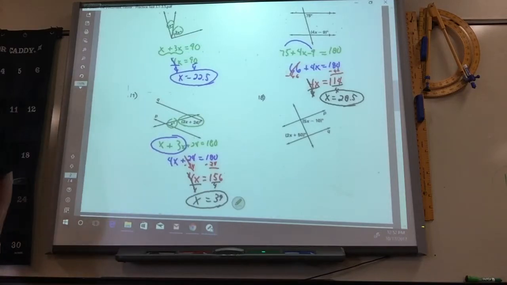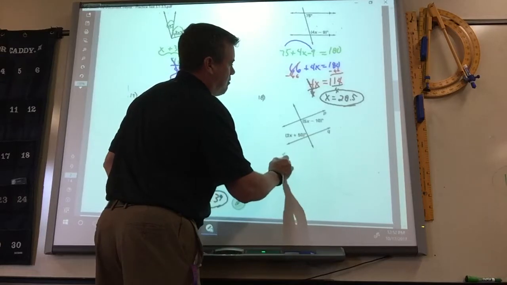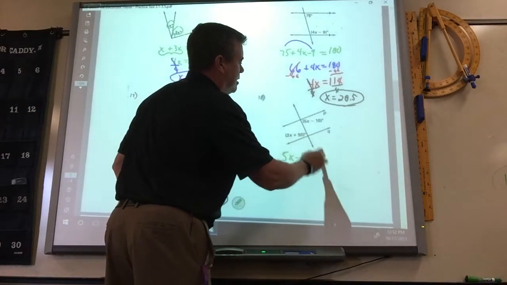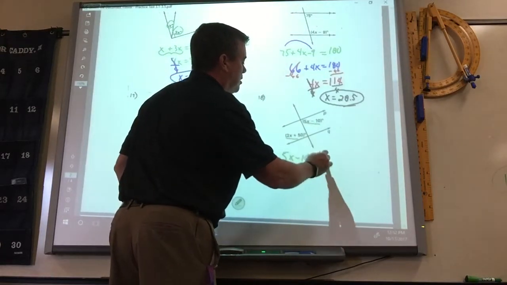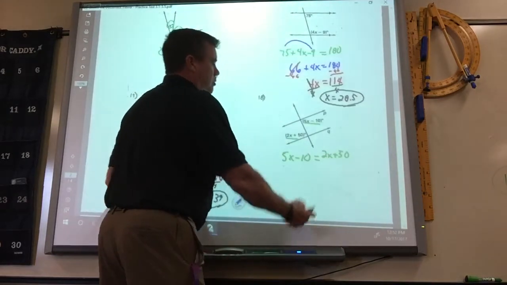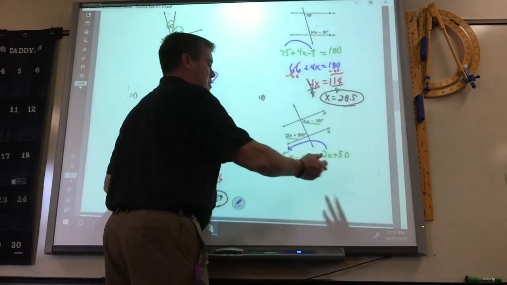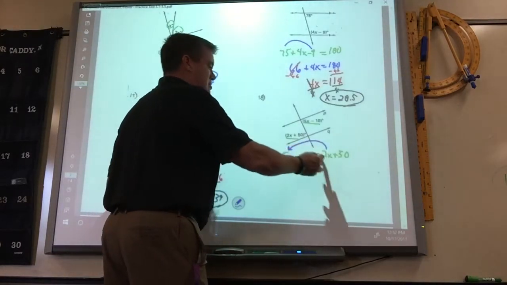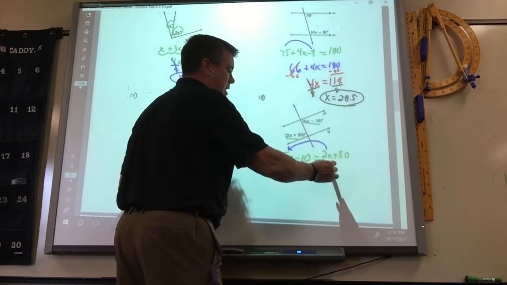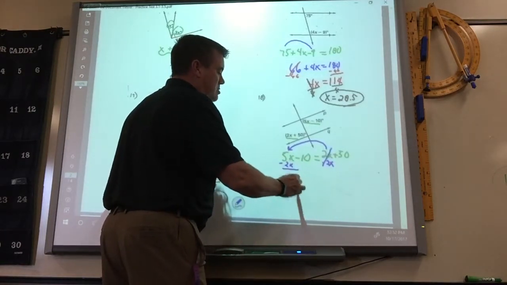Eighteen, what do you know about those two? They're equal because they're alternate interior. So 5x minus 10 has to equal 2x plus 50. So whenever there's x's on both sides, you got to get them together. So when I move this over, since it's on opposite sides, I got to do the opposite. I got a minus 2x to get rid of it. That would give me 3 x's there.